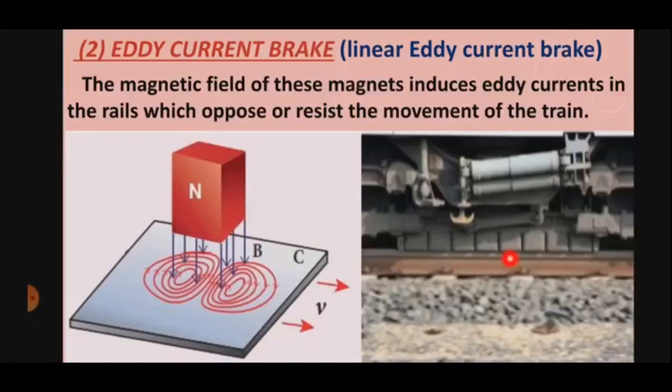When the electromagnet is switched on, its magnetic field induces a current. This magnetic field of the electromagnet induces the eddy current in the rail, which opposes or resists the movement of the train. So this is called a linear brake. Now see, the magnetic field interacts with the metal plate, so an induced current is produced.